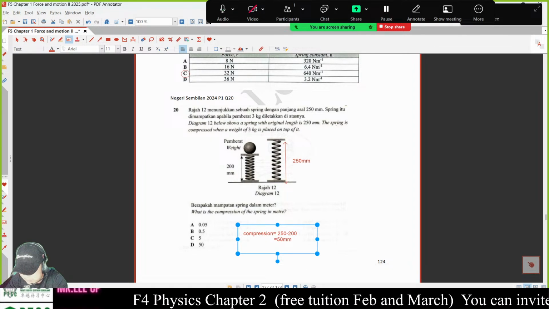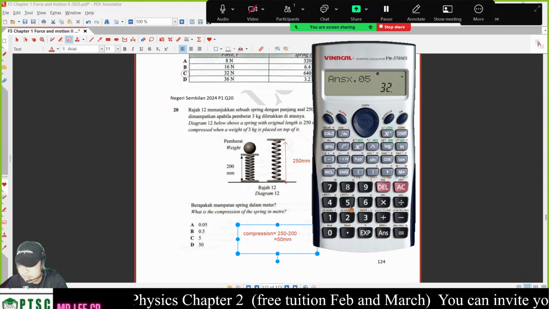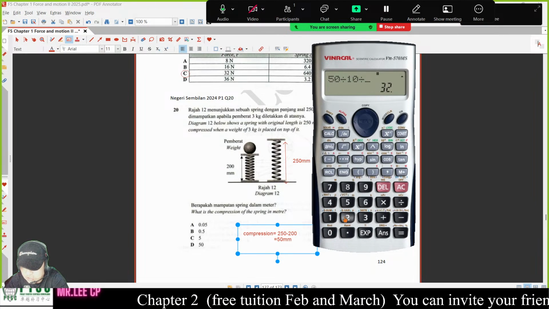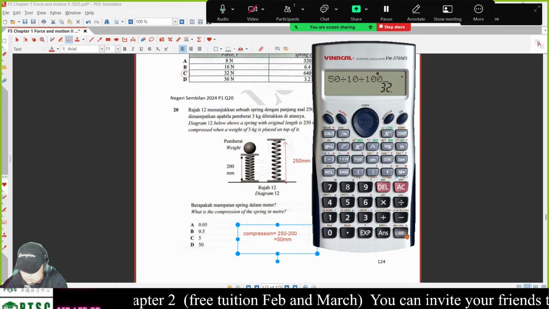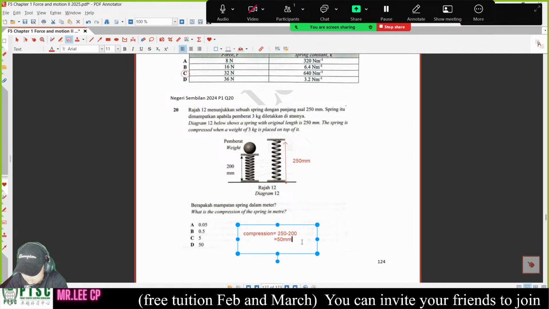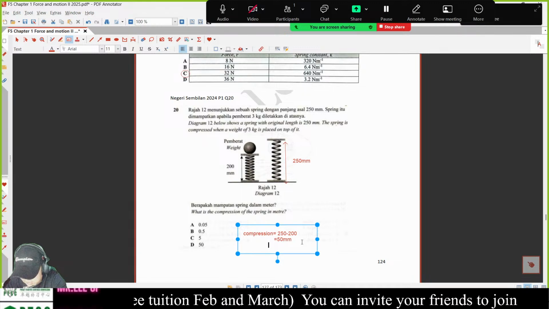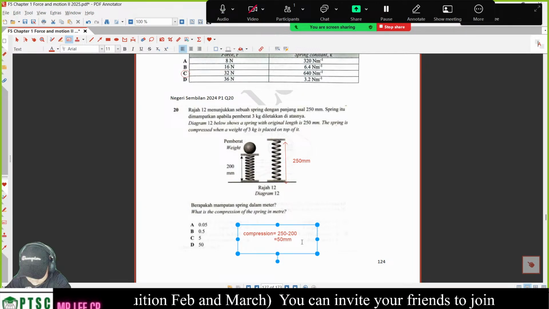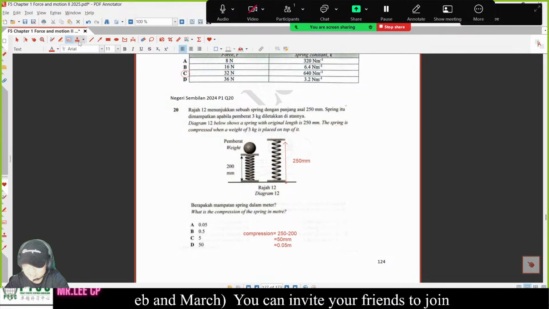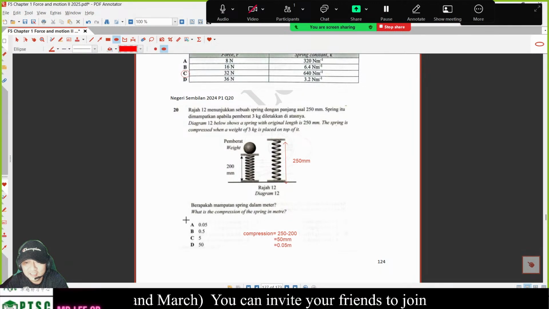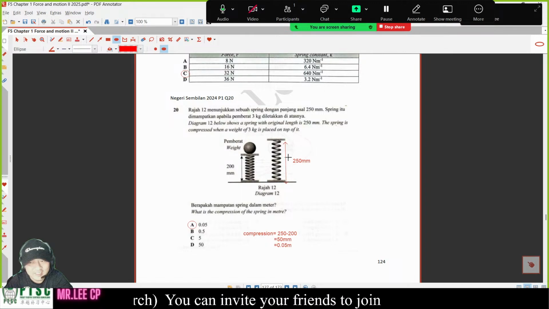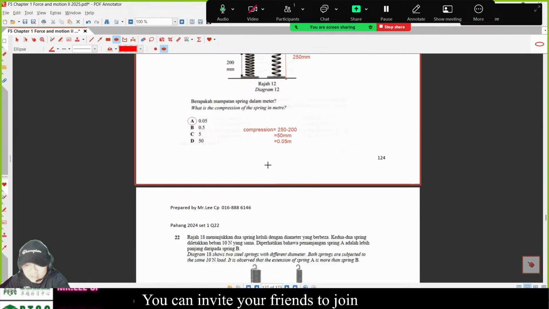50 mm, I want to change it to cm. Alright, I divide by 10. I want to change it to meter, I divide by 100. So this is my answer. So it is 0.05 meter. This one just convert the unit only. So answer is A. Right, you don't need to calculate. Just they ask you how much is compression.